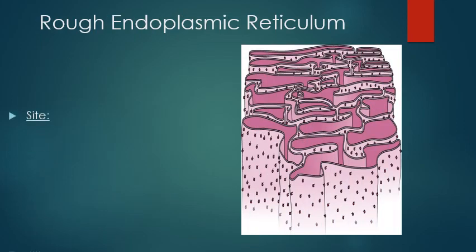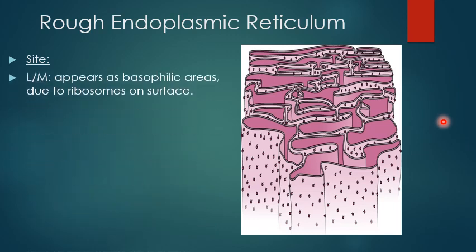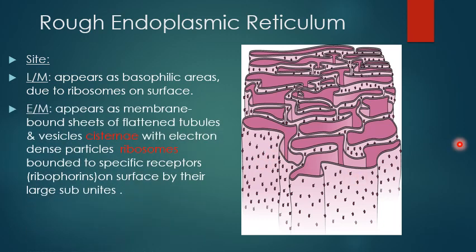The rough endoplasmic reticulum is present in protein-producing cells, as the ribosome is the factory that produces the protein. And this protein will be accumulated in the rough endoplasmic reticulum, as we're going to take right now in the function of the RER. By light microscope, it appears basophilic. Why? As the ribosome is acid-like, it is stained with a basic stain, so it is basophilic and appears blue in color. By EM, it appears as membrane-bound sheets or cisternae intercommunicating together, with ribosomes present on the surface, attached to the rough endoplasmic reticulum by the large subunit.